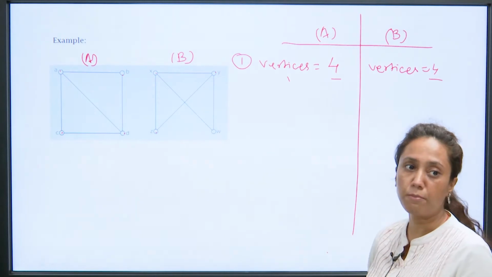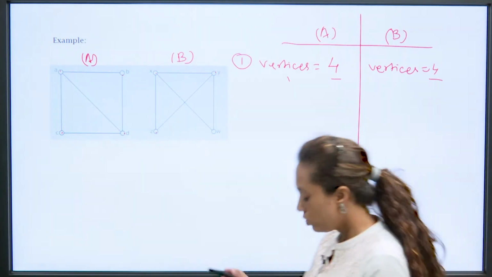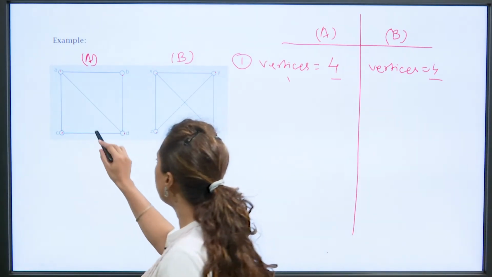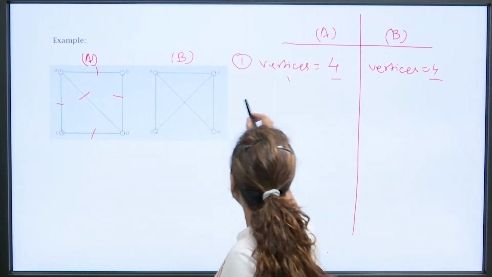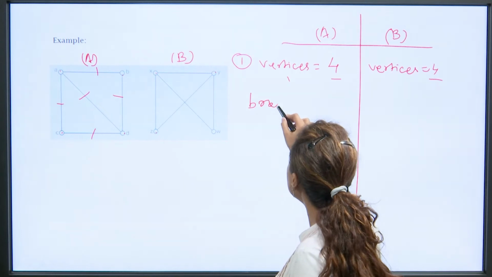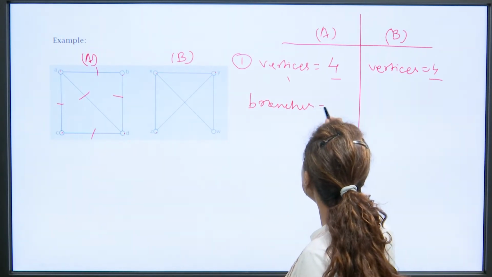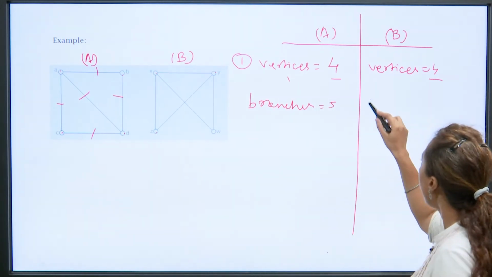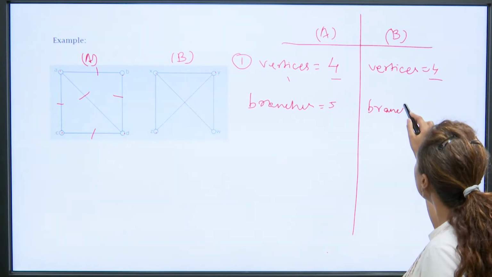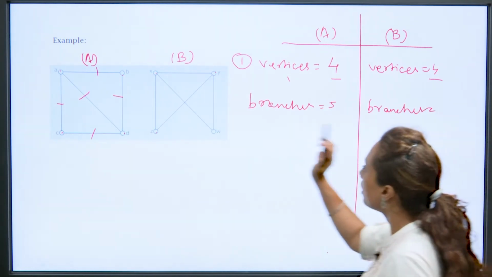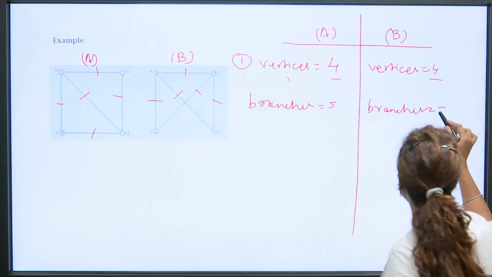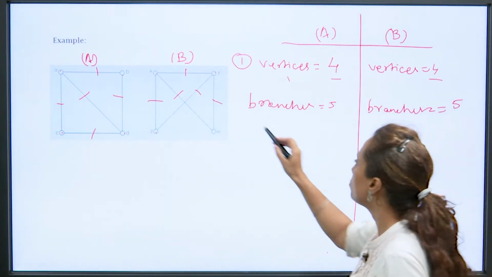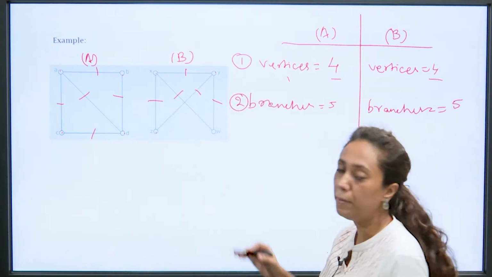The second one is the number of branches should be same. So, we will count the number of branches. This is 1, 2, 3, 4, 5. The number of branches is 5 in graph A, and the number of branches in B we will count as 1, 2, 3, 4, 5. So, the number of branches is also the same. So, these 2 criteria are met.